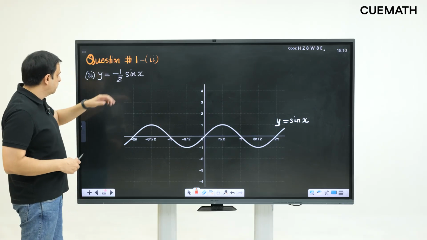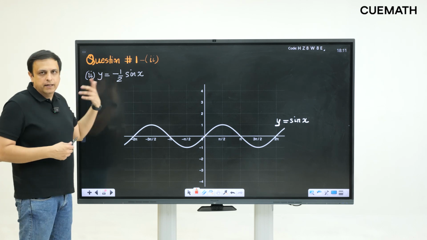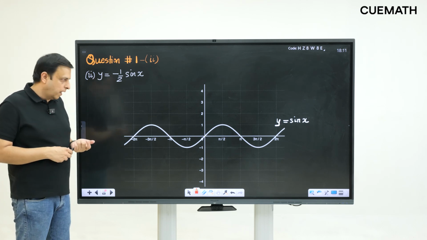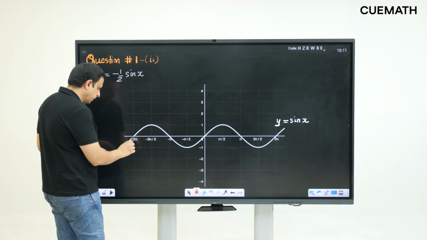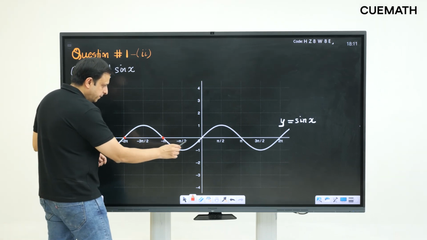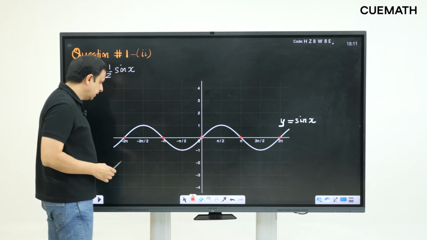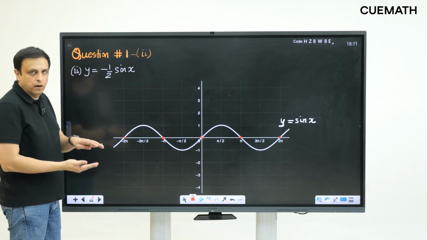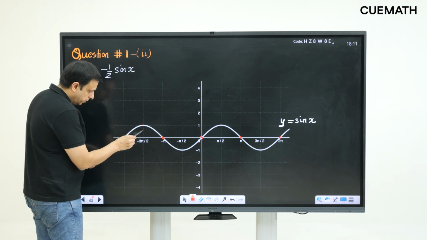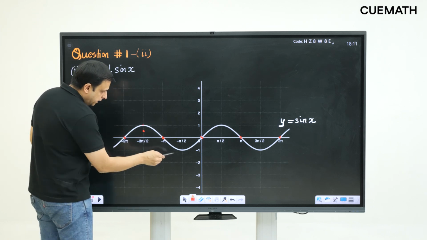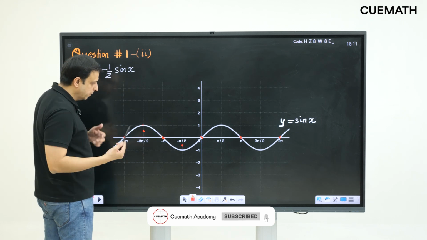Now what about minus half sine x? So first let's apply a scaling factor of half, and that would be a vertical shrinking. But once again, let me keep my zeros the same. So I'll plot my new curve through these points, but I'll apply a shrinking factor of half. So this point here, which has a y coordinate of 1, now the new point will have a y coordinate of half. This one here, minus 1, the new y coordinate will be minus half.